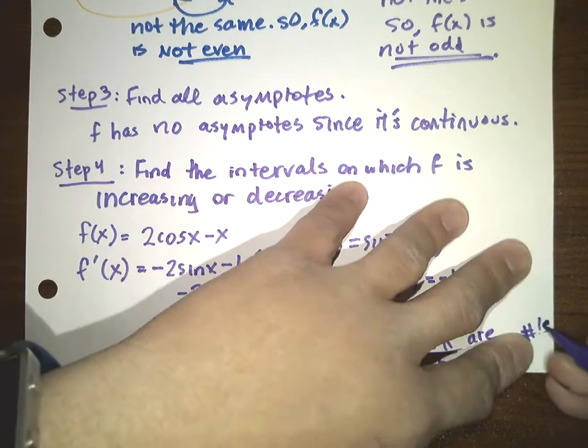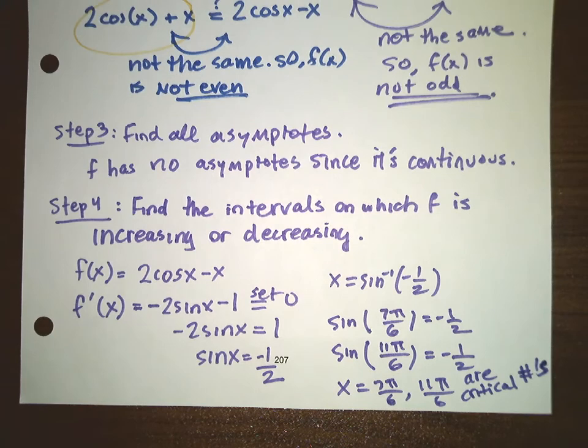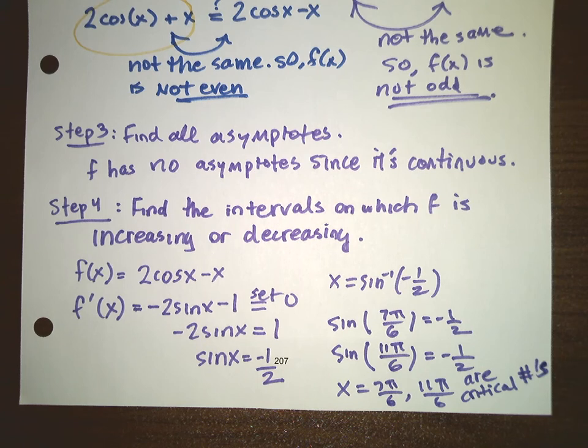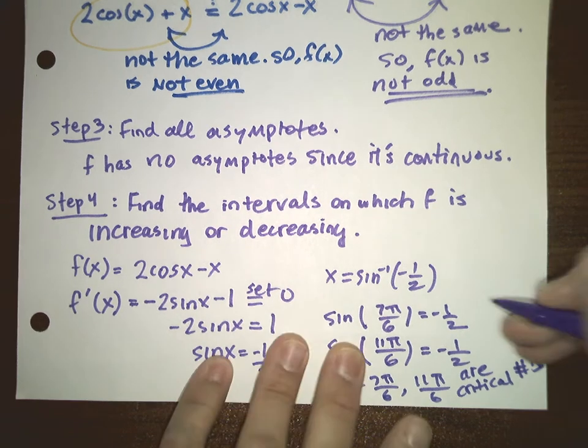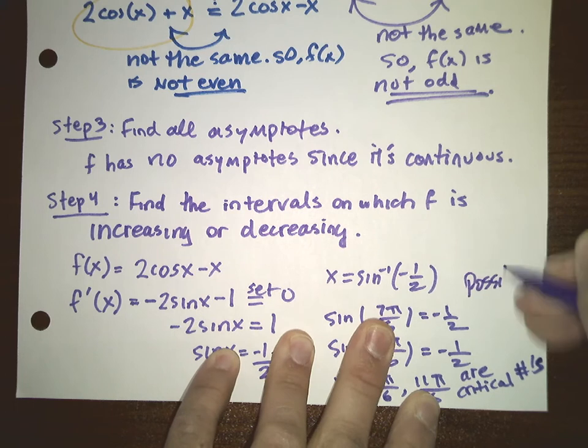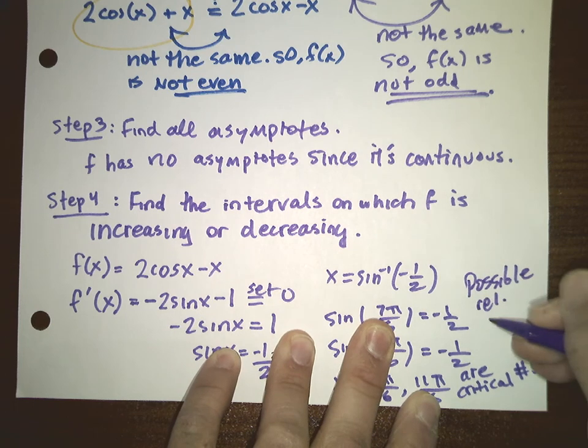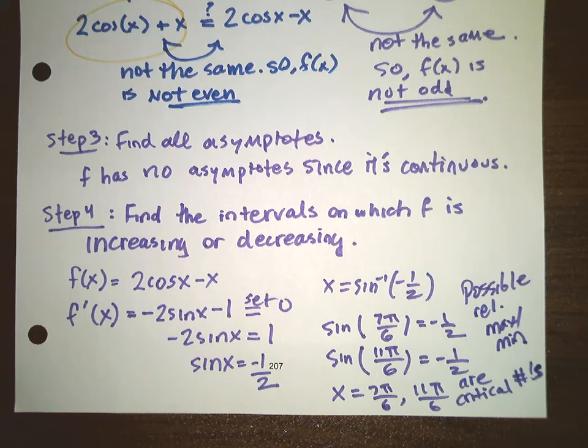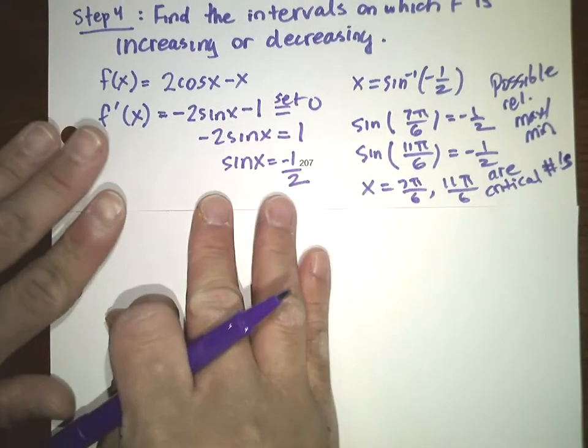All right, so these are the numbers that are the possible relative maximum and minimum. So let's go ahead and figure out which one is a relative maximum and which one is a relative minimum. So if you have any questions, again, please feel free to ask.